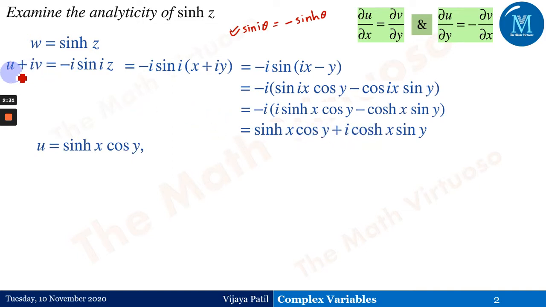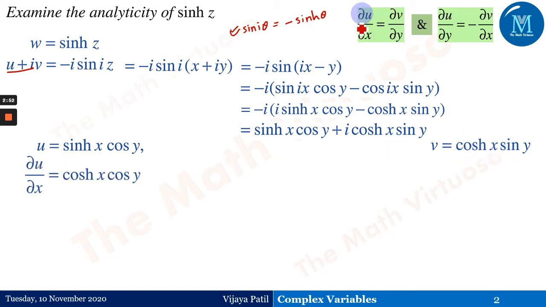So if you observe this LHS, this is nothing but u plus iv, and it is equal to this particular function. That means if I'm comparing two complex numbers, I have to compare the real part and the imaginary part. Therefore, u is equal to sine hyperbolic x cos y, and v is going to be cos hyperbolic x into sine y. Let us go ahead, because we wanted to prove this.